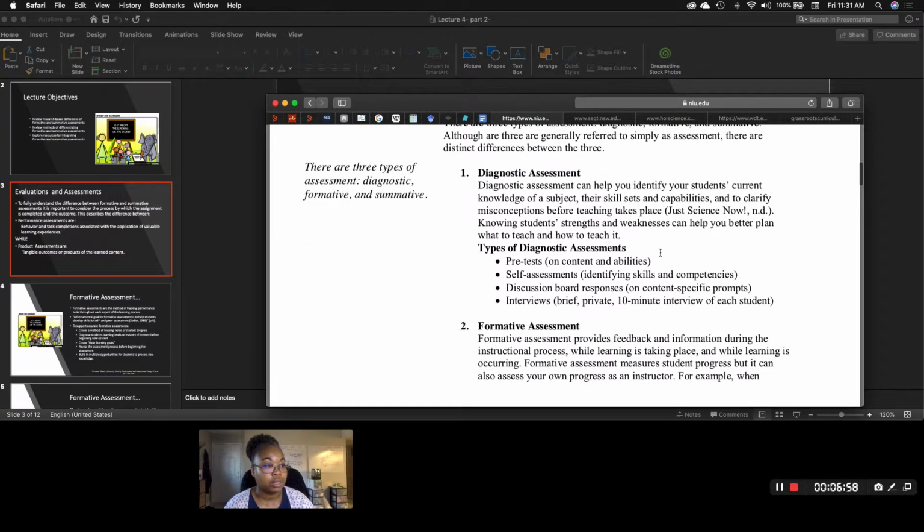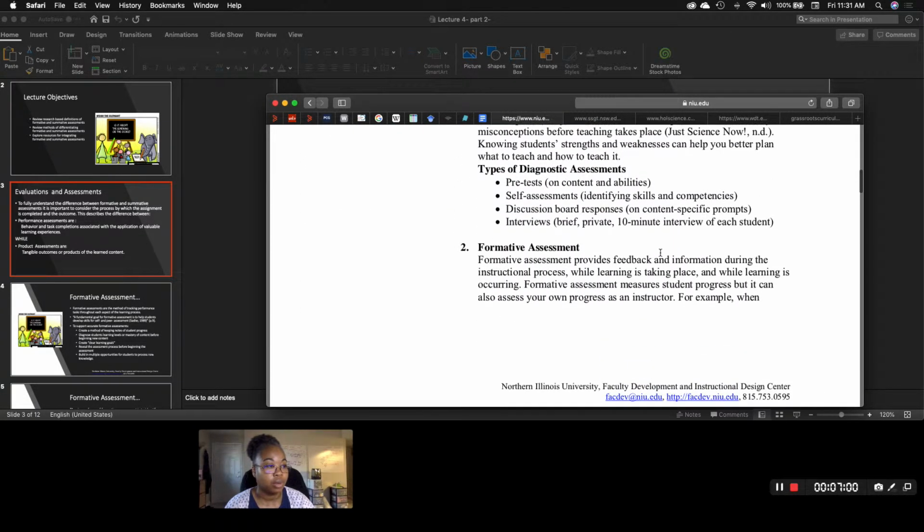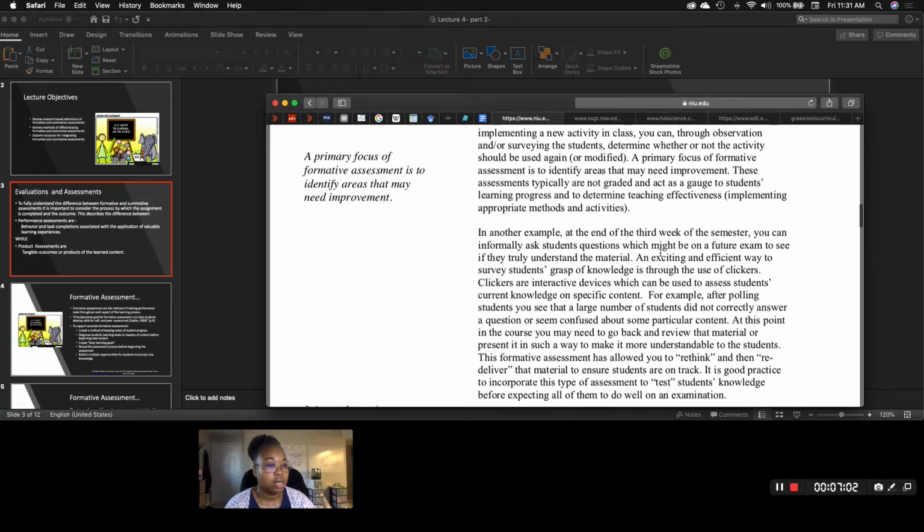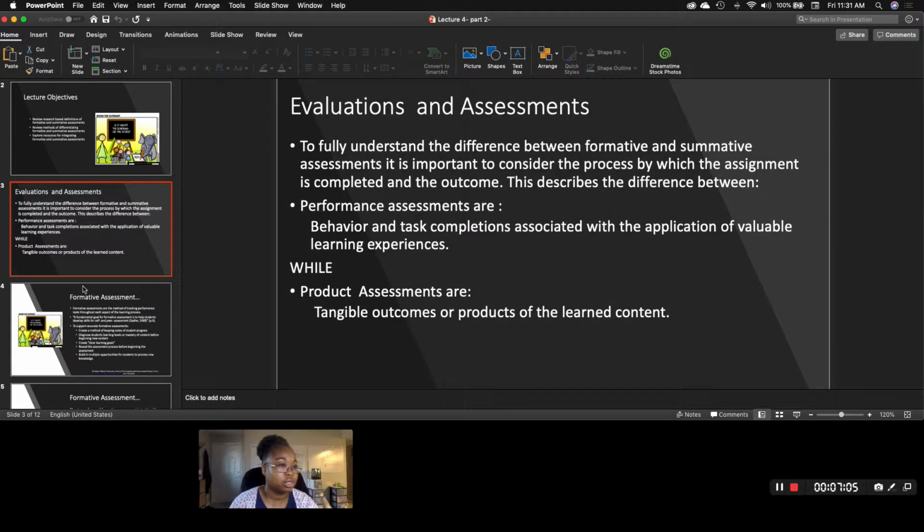So if we go through here, and then they walk you through formative assessment, and then there. So just to emphasize, where did that go?